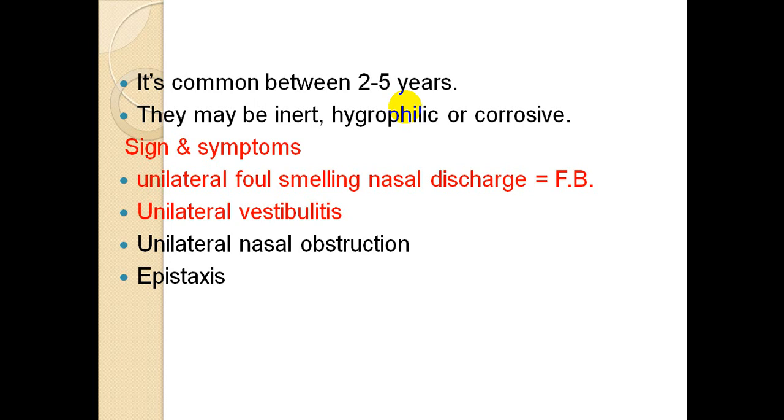Signs and symptoms of foreign body in the nose. The most common presentations are unilateral foul-smelling nasal discharge and unilateral vestibulitis. Any child who presents to you with unilateral foul-smelling nasal discharge, you should exclude a foreign body in the nose. Other clinical presentations are unilateral nasal obstruction and epistaxis.